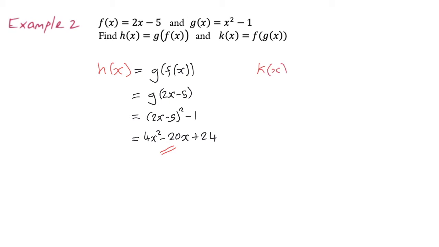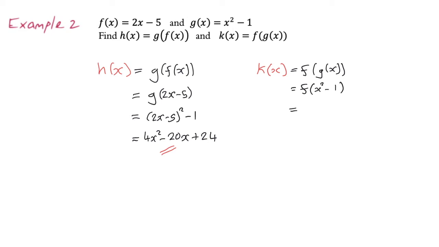Here I'm going to do k of x, which is f of g of x. So again, I would just write that down, and I would highly recommend that you now write equals. You leave your function on the outside. What is it we're going to put into the f function? It's actually g of x, which is x squared minus 1.